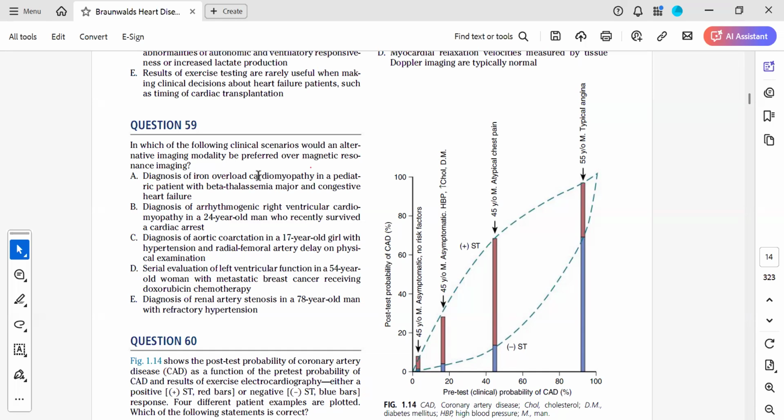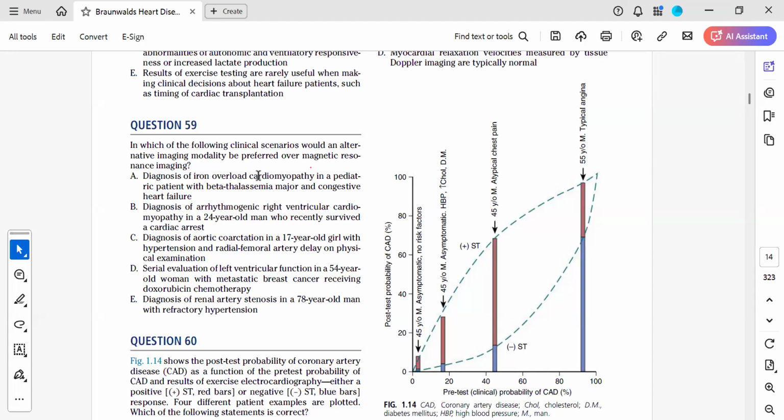So option A, saying that stress testing should be pursued in the 45-year-old man with apical chest pain because if positive, the test will have the best positive predictive value of all the cases, is false, because the 55-year-old man with typical chest pain has the highest pretest probability. As I've said, the higher the pretest probability, the greater the positive predictive value.